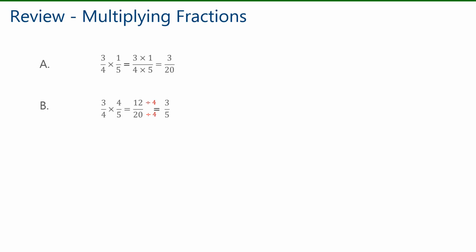Now, another strategy we learned when multiplying fractions, if we look at the exact same two fractions, is that we can reduce the fractions before we multiply. And in this case, the 4's can cancel, and I'm left with just 3/5.